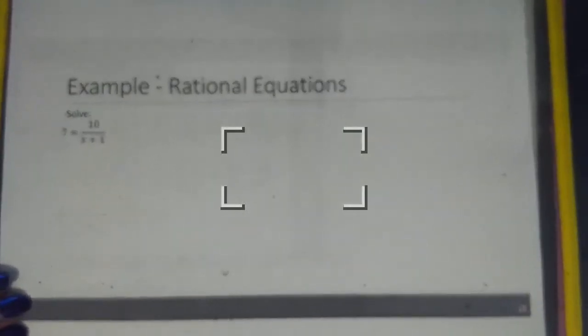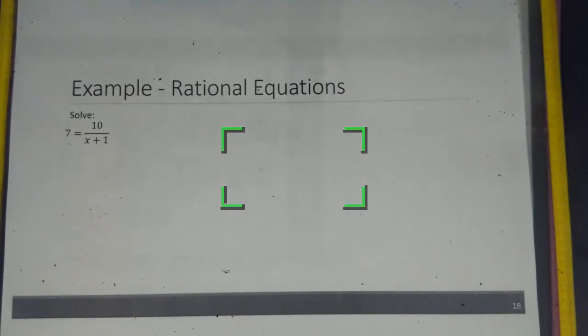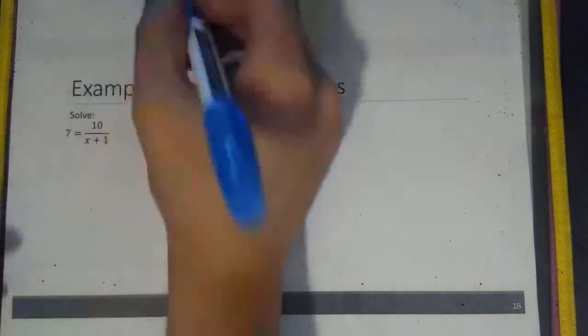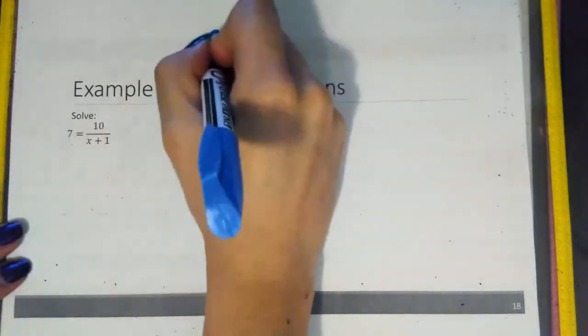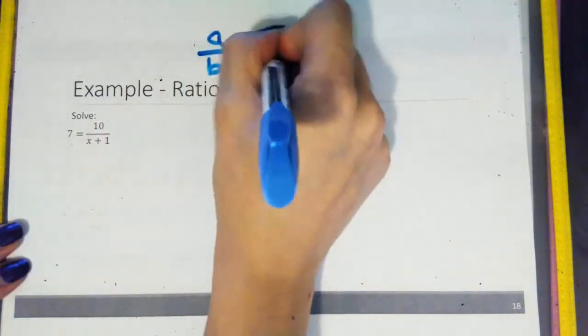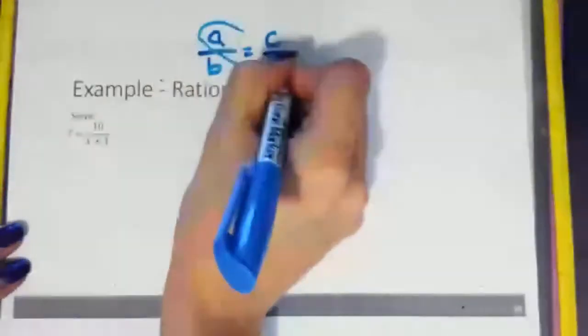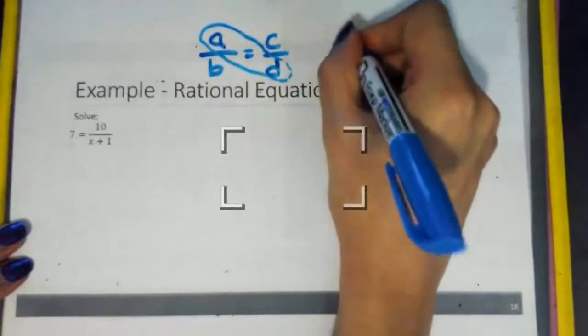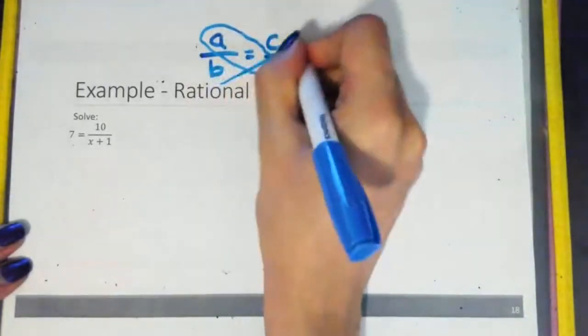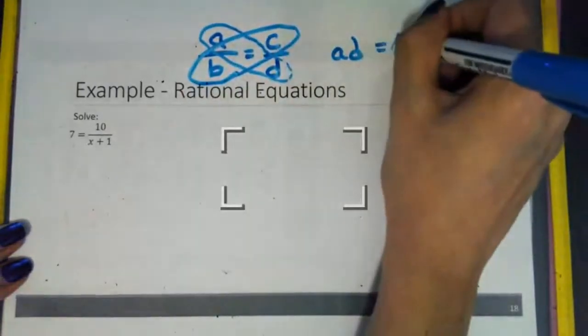Next up, we're looking at 7 is equal to 10 over x plus 1. And I'm going to teach you something really cool, super awesome, that makes solving certain rational equations really easy. It's called cross multiplication. The problem with cross multiplication is that it only works if you have fraction equals fraction. So if we have a over b equals c over d, then we can multiply numerator times opposite denominator, a times d, and that will be equal to the other cross, b times c.